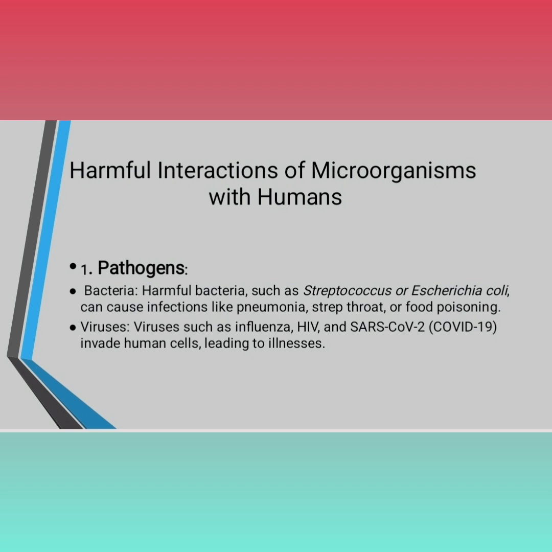First one is pathogenicity. It involves bacteria, viruses, fungi and protozoa. Harmful bacteria like Streptococcus and Escherichia coli cause infections like pneumonia, strep throat and food poisoning. Next one is virus. Viruses like influenza virus, HIV, SARS-CoV-2 invade human cells and lead to illness.